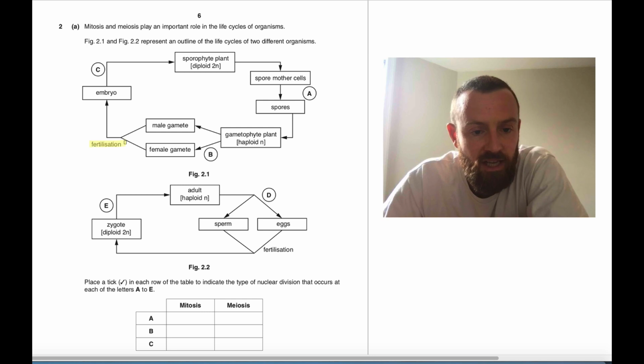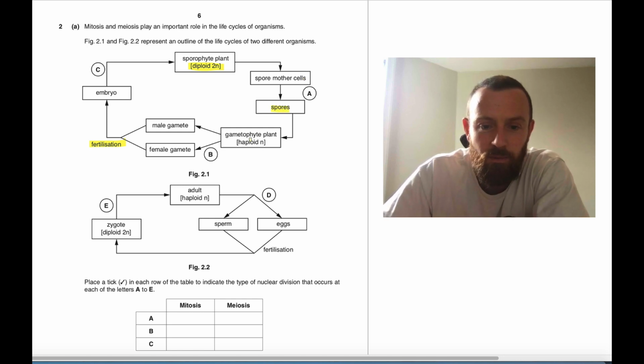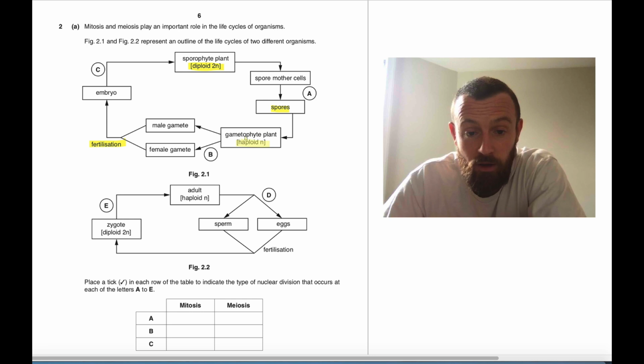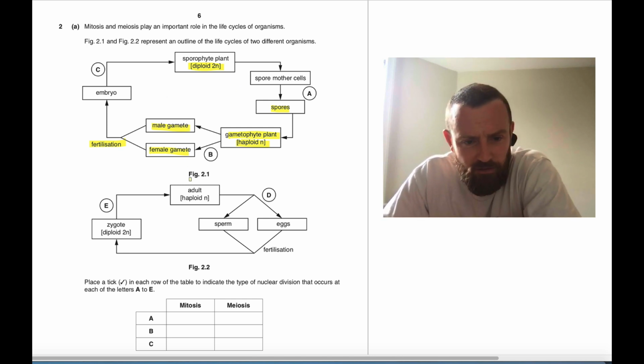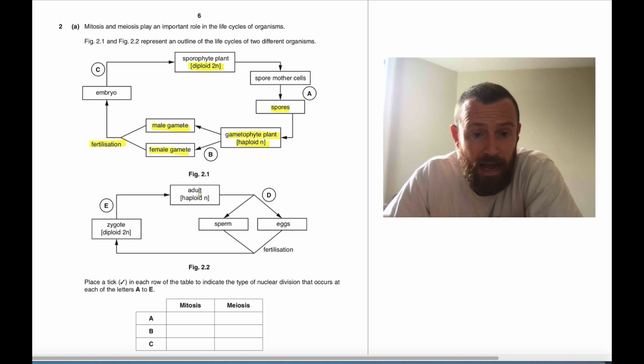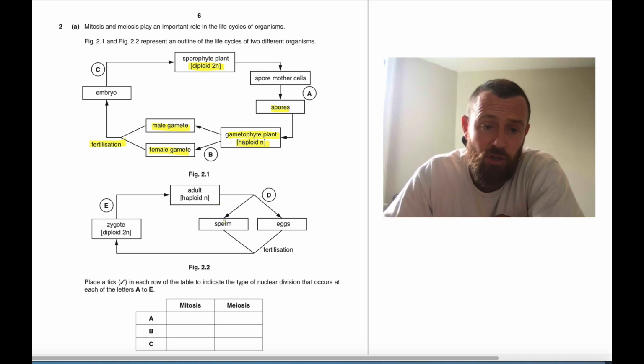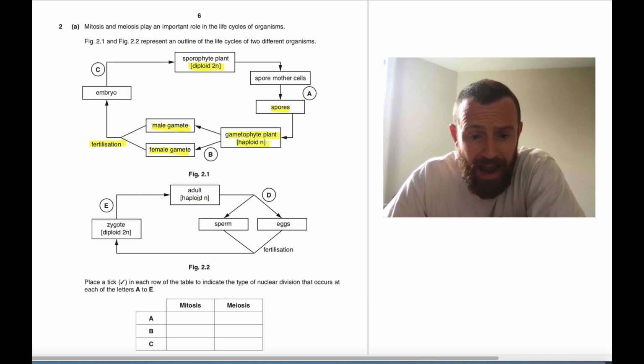Okay, well, we've got fertilization, then we've got an embryo, and then we have a diploid plant, and then we go to some spore mother cells, and then we have some spores, and then we have a haploid plant here, a gametophyte plant, which makes its female and male gametes, and then we go around. So we're talking about a life cycle. Here's another life cycle of an adult. So this is not a plant. This looks more like a human because we've got sperm and eggs. So we've got an adult.